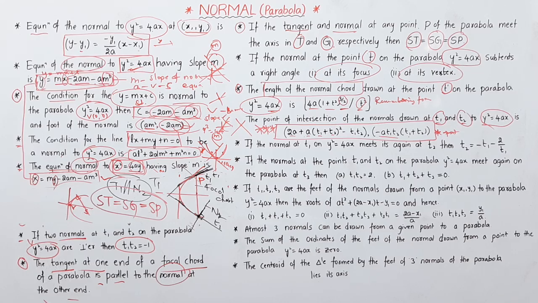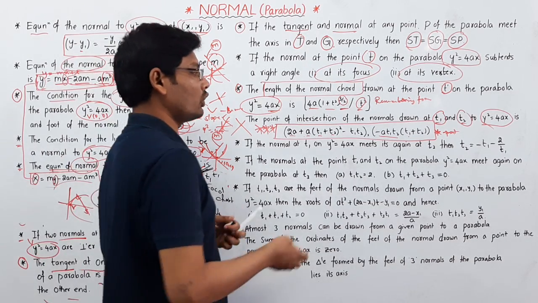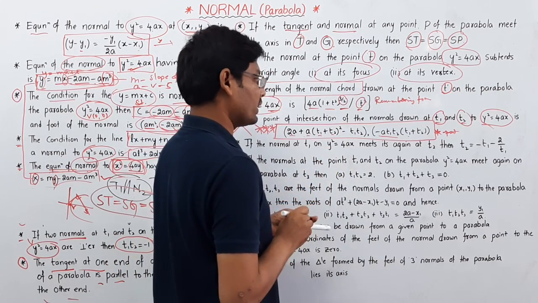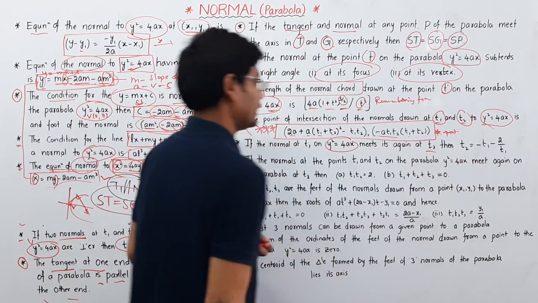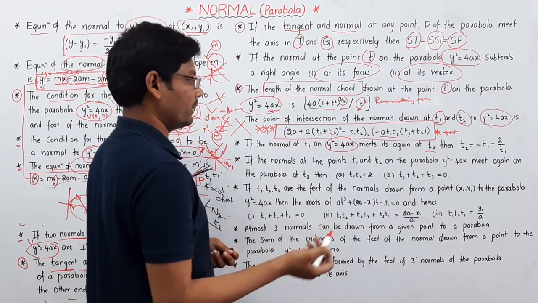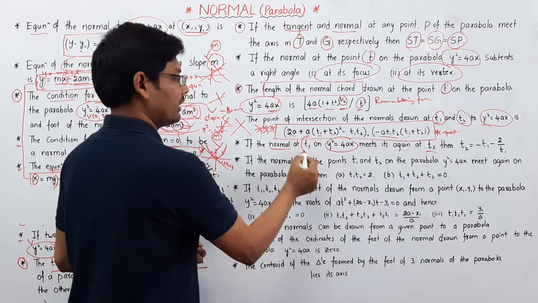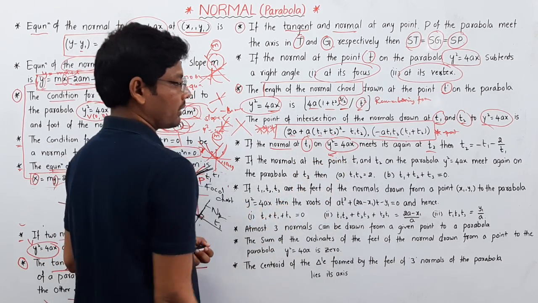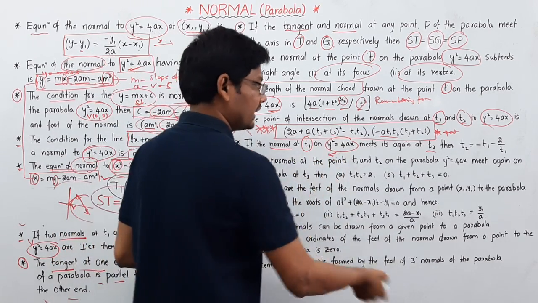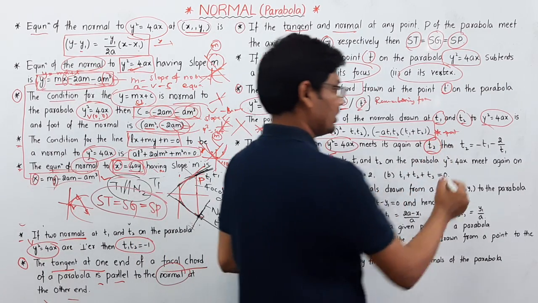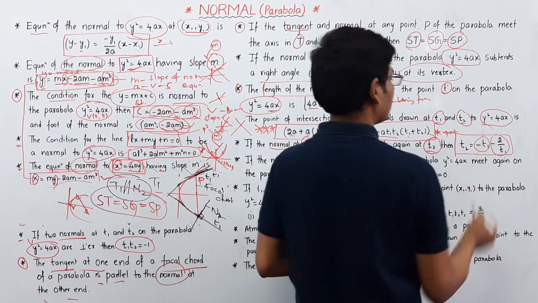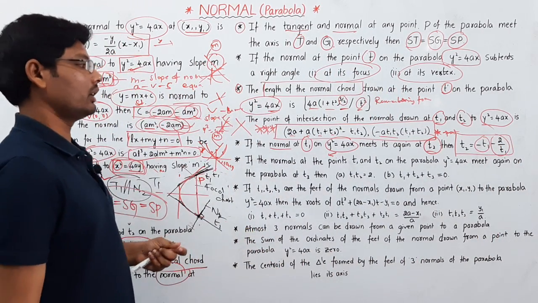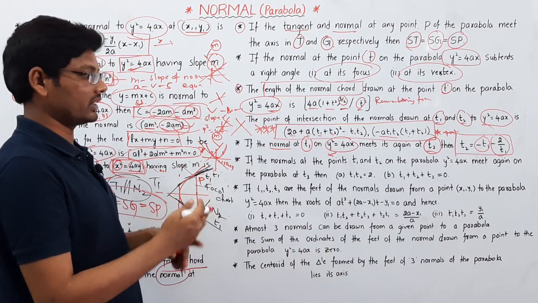Next, if the normal at t1 on y square is equal to 4ax meets the parabola again at t2, then t2 is equal to minus t1 minus 2 by t1. Here a normal at t1 on the parabola y square is equal to 4ax meets again at t2, then the condition for this is t2 is equal to minus t1 minus 2 by t1. This is the expression to find where the normal meets the parabola again at a second point.